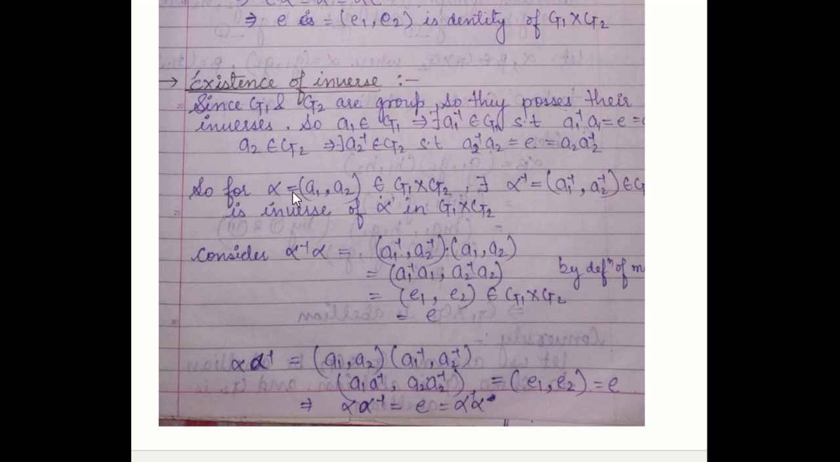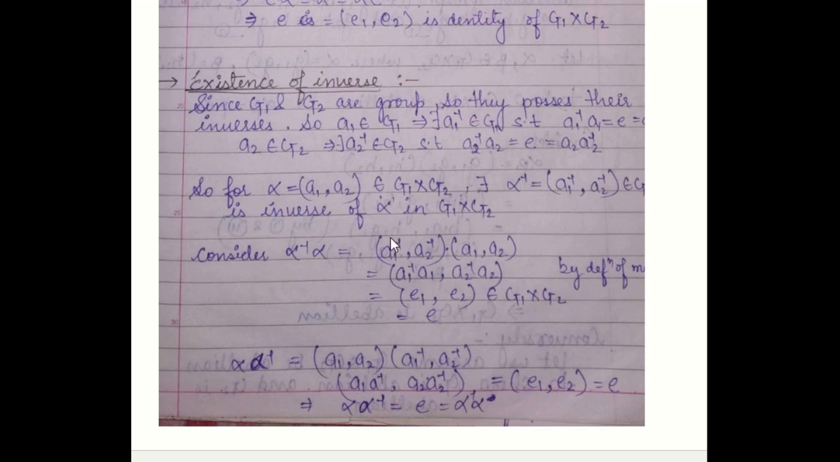So for alpha equal to (A1, A2) belonging to G1 cross G2, there exists alpha inverse which can be defined by (A1 inverse, A2 inverse), where A1 inverse is the inverse of A1 in G1 and A2 inverse is the inverse of A2 in G2. So we claim that this alpha inverse is the inverse of alpha in the direct product G1 cross G2.